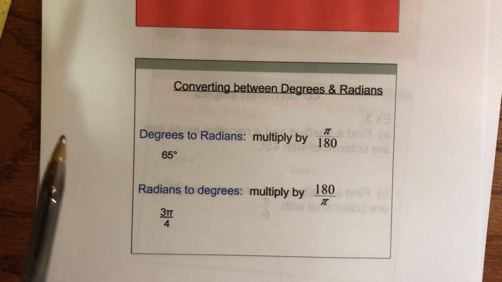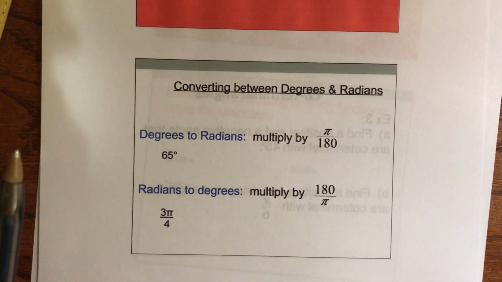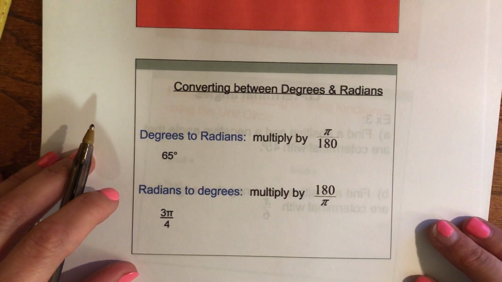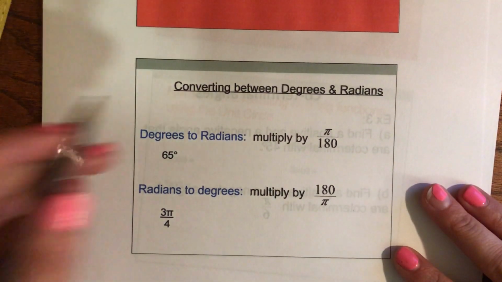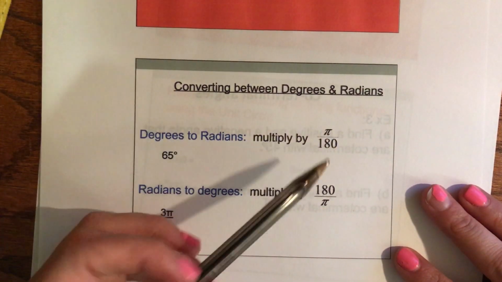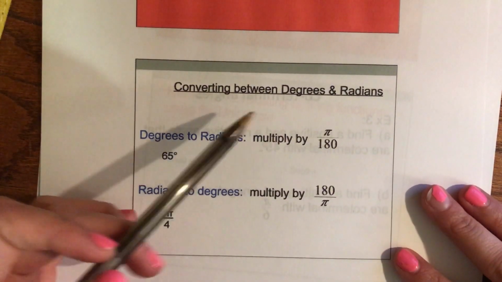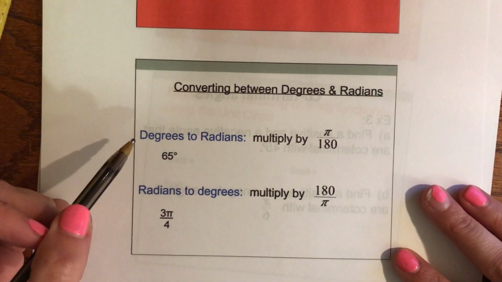You should have watched the introductory video about radians and degrees and the relationship between the two. And so what I want us to take away here is the conversion factor. It's basically pi radians equals 180 degrees. And so I've set it up this way for your notes.